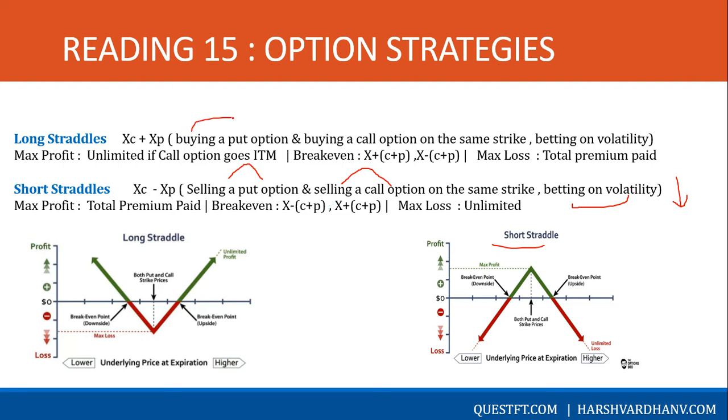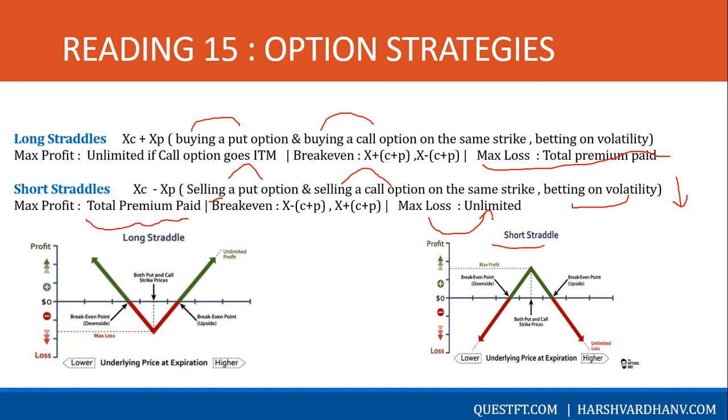It is the same concept as buying a put option and buying a call option on the same strike. Here you are selling because you are betting that the volatility will go down. The logic is simple, and the position is exactly opposite. So the maximum loss over here, that is the total premium paid, will be the maximum profit over here, because this is a selling position, and the maximum loss can be unlimited. Actually, it can be very dangerous to sell a call option and a put option and expect a short straddle.